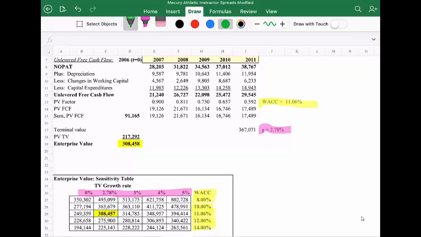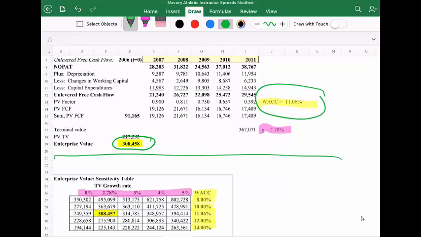So what we're looking at right now is our discounted cash flow, at least everything above this green line. And you'll remember that our value of $308,458 was based on a WACC of 11.06 and a growth rate of 2.78.